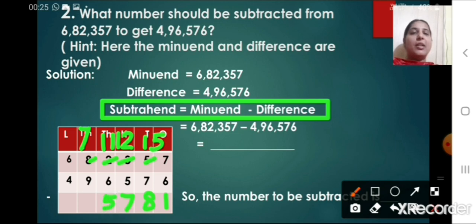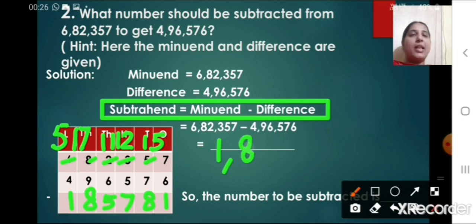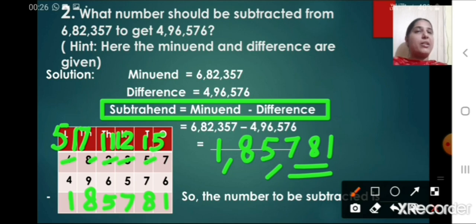5. Then again 7 minus 9 is not possible. It means we have to borrow from lakhs place. So 5 will be remaining here and this becomes 17. So 17 minus 9 will get 8 here and 5 minus 4, 1. So what is the answer obtained here, children? 1,85,781. Okay children.